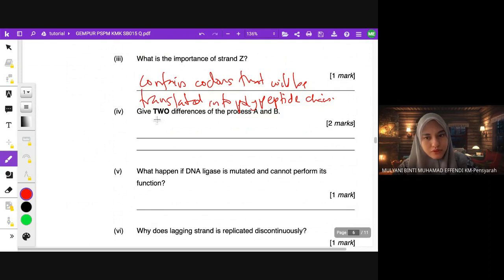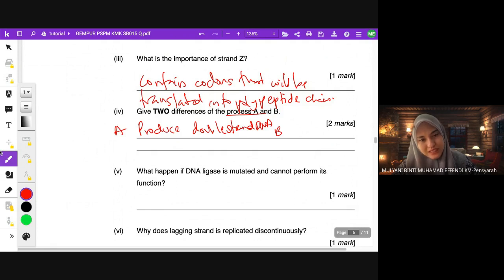Okay. So give two differences between process A and B. So process A produces, contoh ni saya buat dalam table. So untuk ni A, ni untuk B. So produce double strand DNA, tapi dalam exam you have to do in sentence form. Okay. So yang ini produce single mRNA strand.